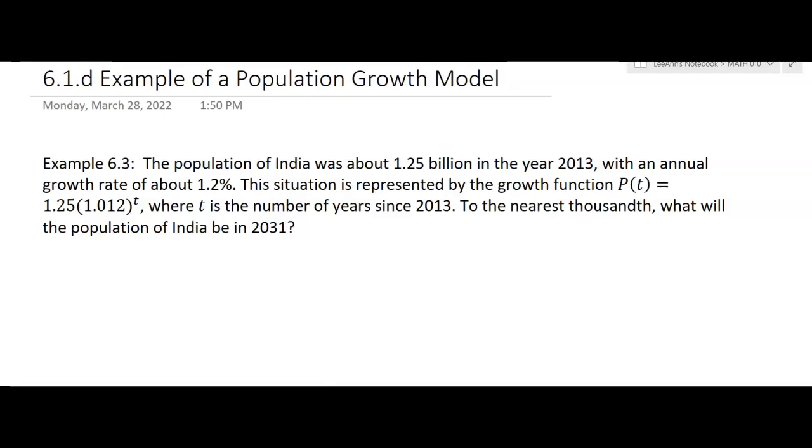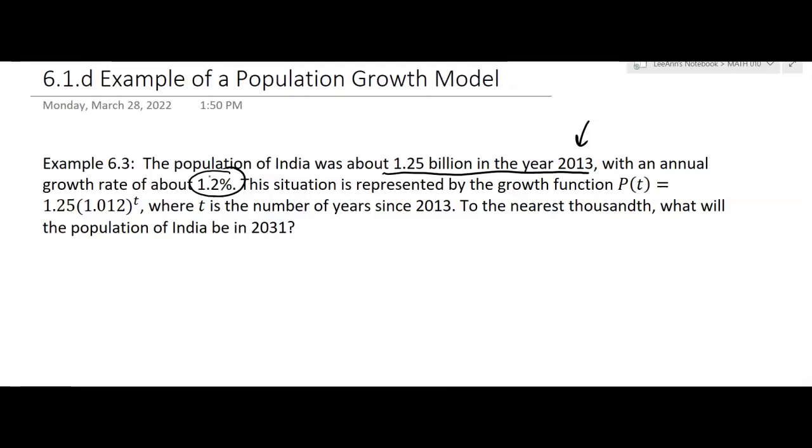So we have an example of a growth model here, and the population is a population of a country. It says the population of India was about 1.25 billion in the year 2013. Now, this is an initial number of people at a particular time. And then it says with an annual growth rate of about 1.2%. Often those growth rates are given as a percentage.